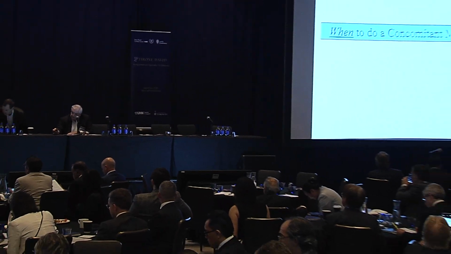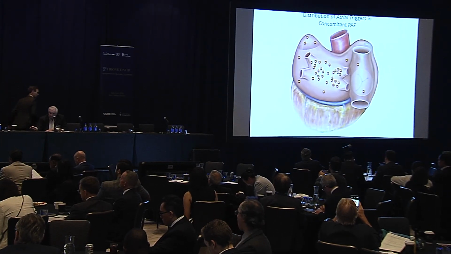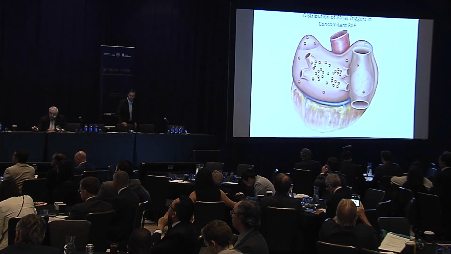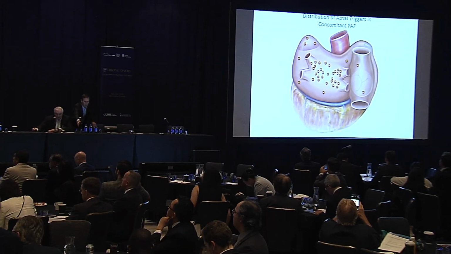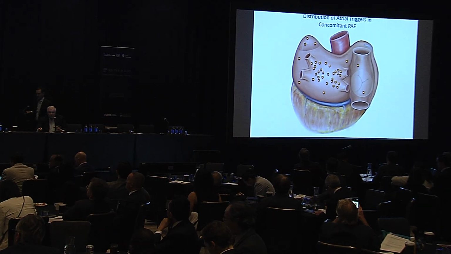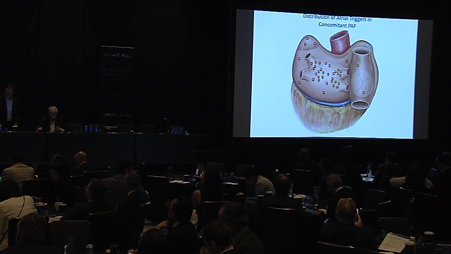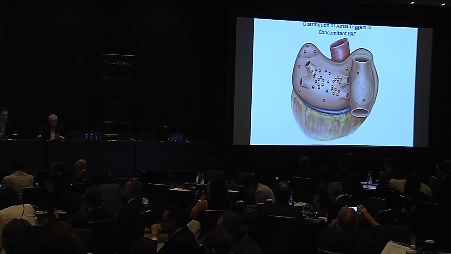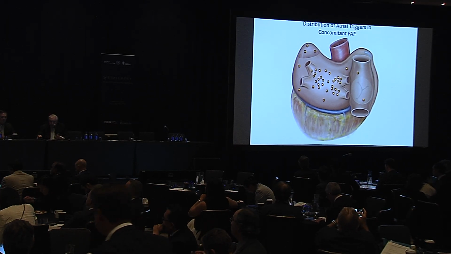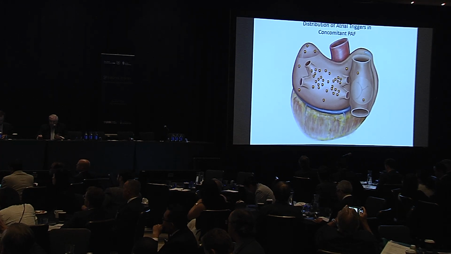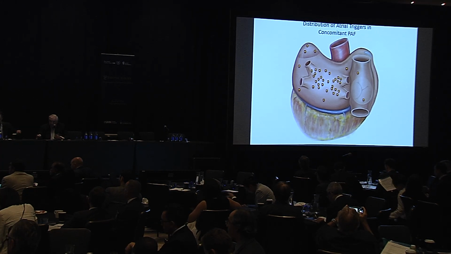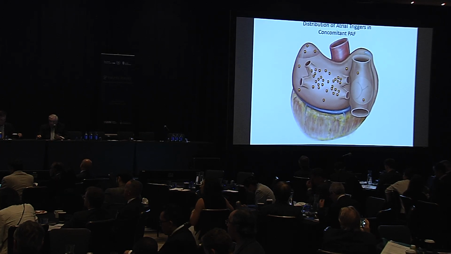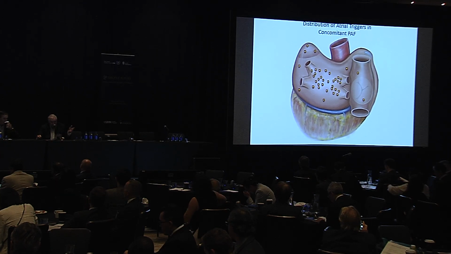So let's look at when to do a concomitant maze procedure first. This is the distribution of the atrial triggers in patients with paroxysmal AFib. The first thing you need to do, when you're ablating AFib in a patient who's having some other index operation, is classify that patient as paroxysmal or something else. I mentioned that in the session this morning, and I'm sorry, but I'm going to repeat a lot of what was said this morning.